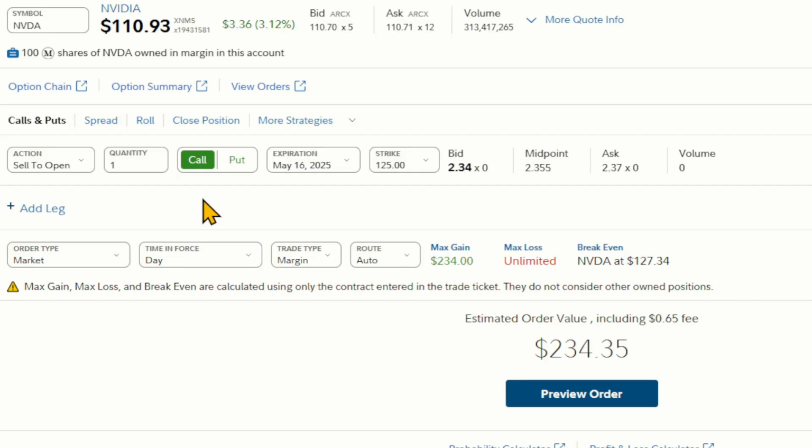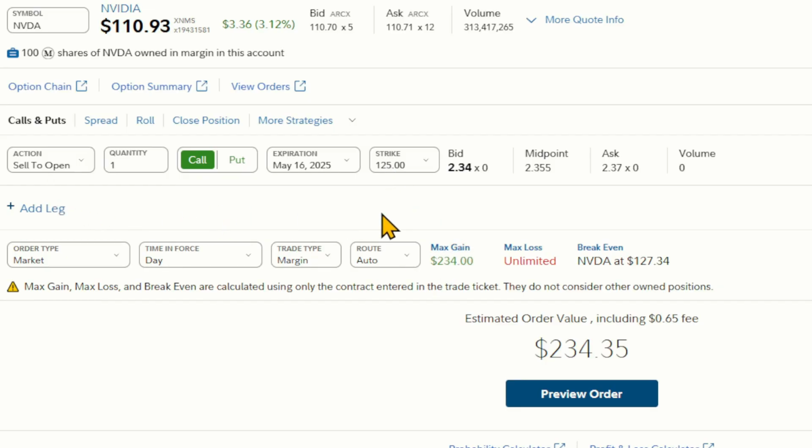Let's just think about it from the option perspective, right? They're paying us $234 up front. At expiration, what would the value of this option be if NVIDIA was at 127.34? Well, it would be $2.34 above the strike price, meaning it would have a value in real world terms of $2.34. That would offset our gain.